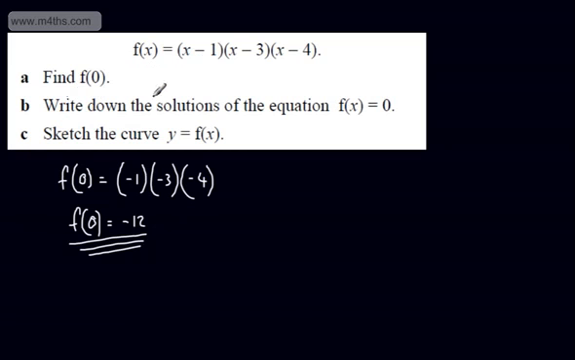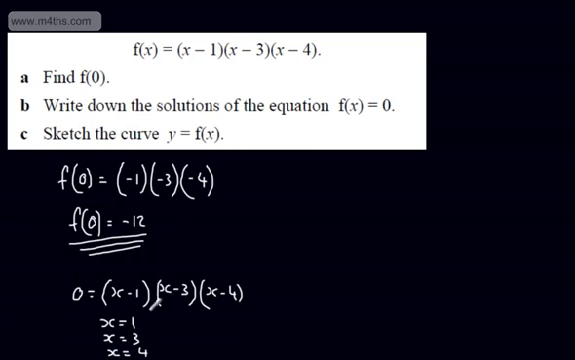We're now asked to write down the solutions of the equation f of x is equal to 0. So what we're saying now is if we set this to 0, what are the solutions? And write down means that we should just spot this. These are all linear factors. So if we have 0 is equal to x minus 1 multiplied by x minus 3 multiplied by x minus 4, we can say that either x minus 1 is equal to 0, x minus 3 is equal to 0, or x minus 4 is equal to 0. So it's either x is equal to 1, x is equal to 3, or x is equal to 4.